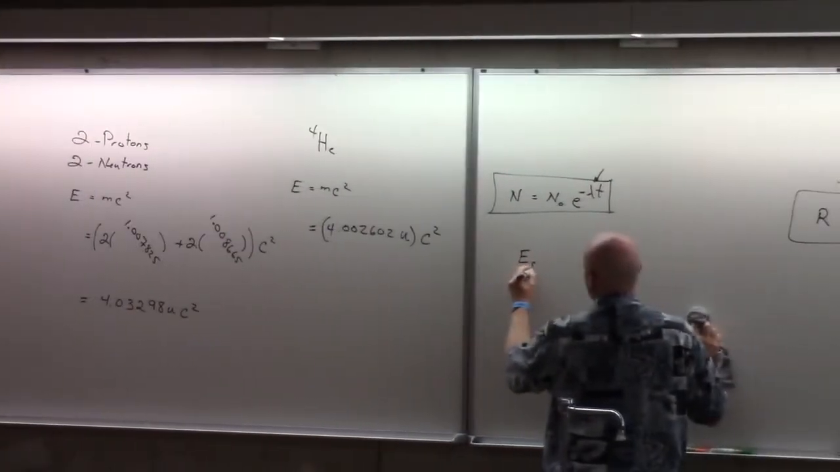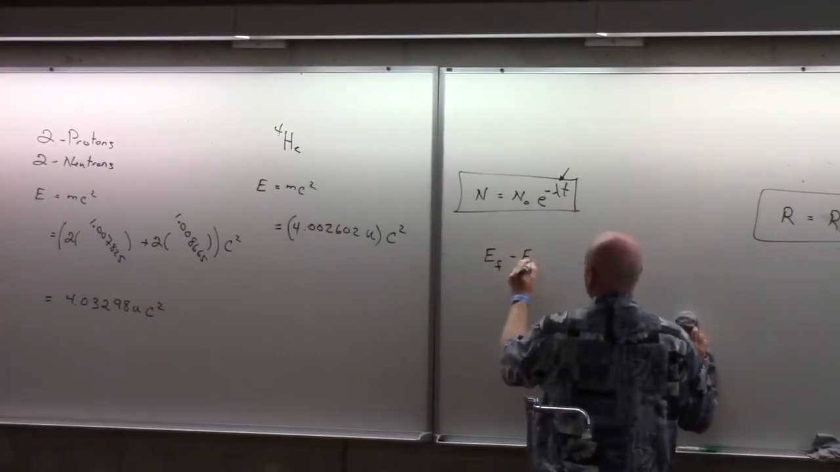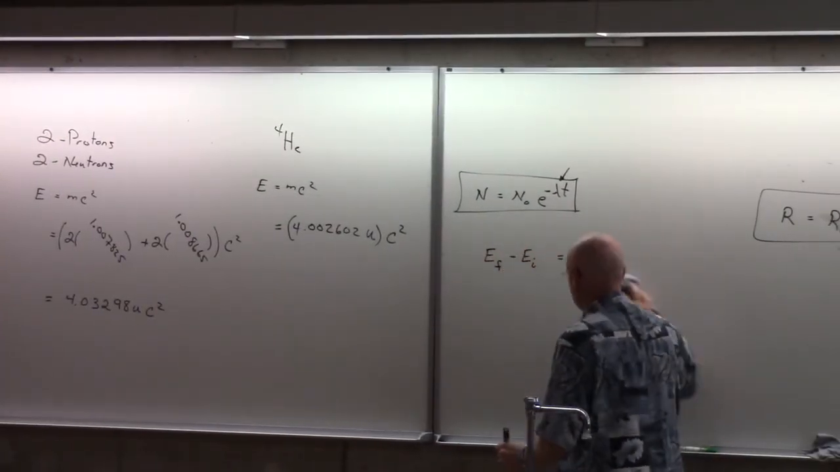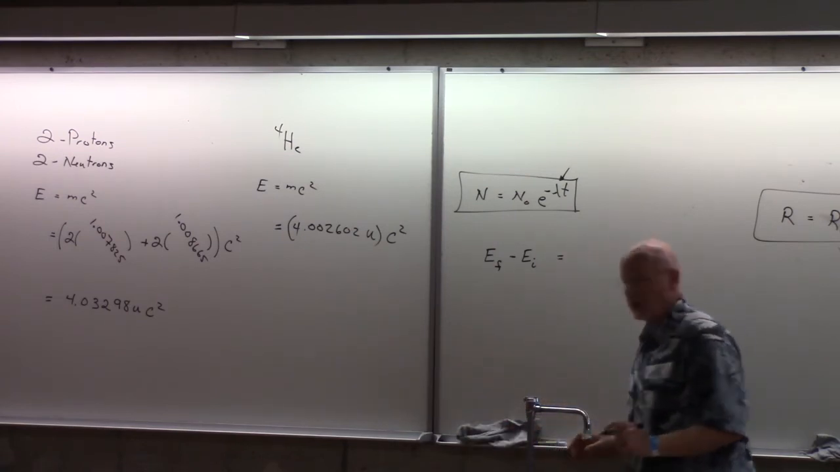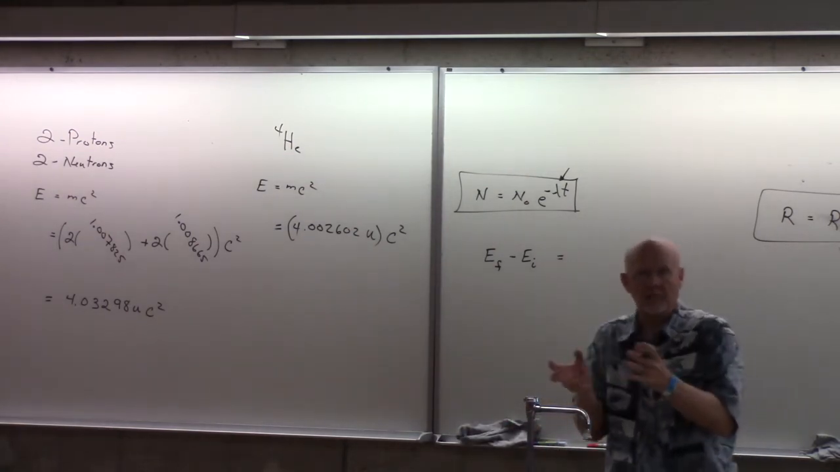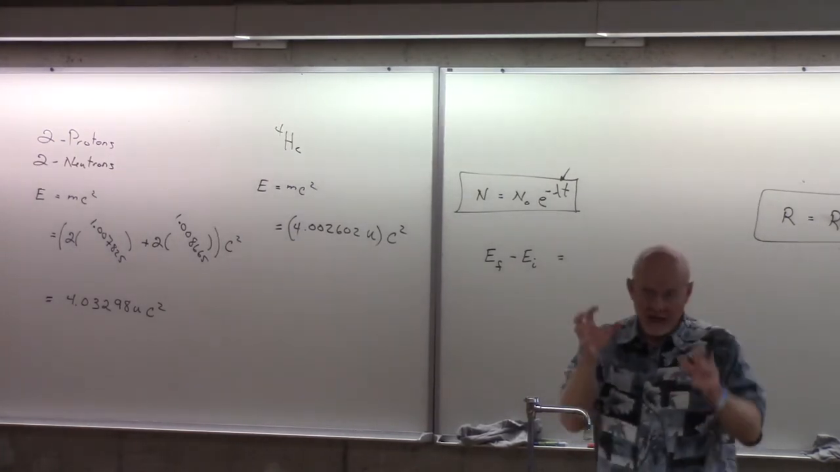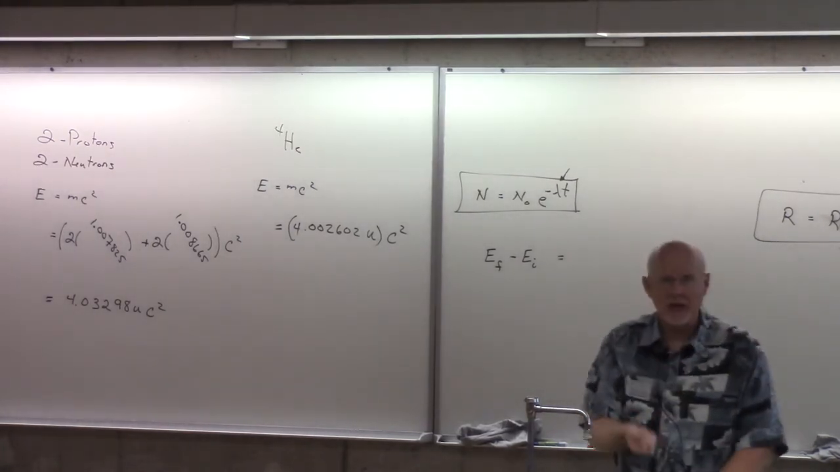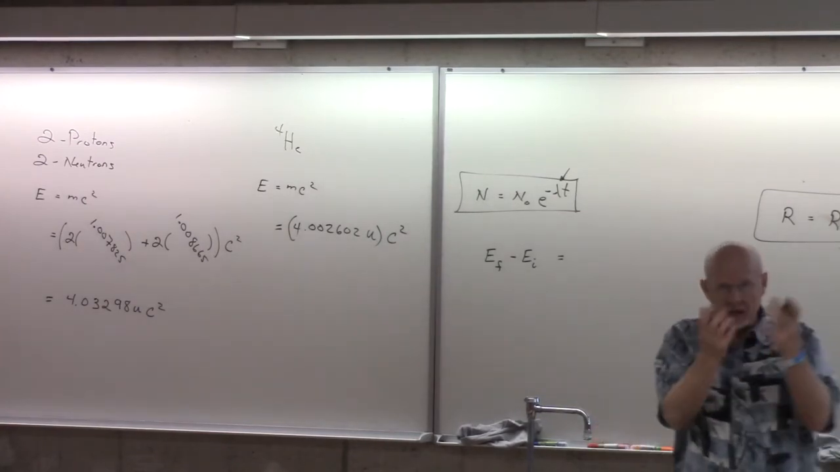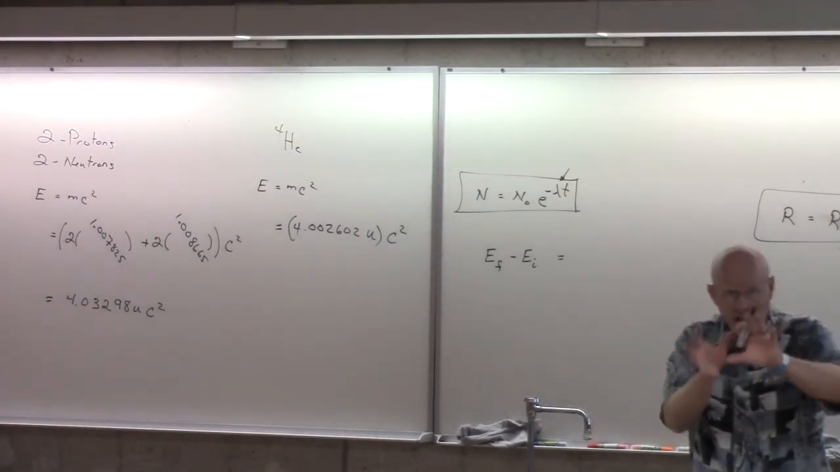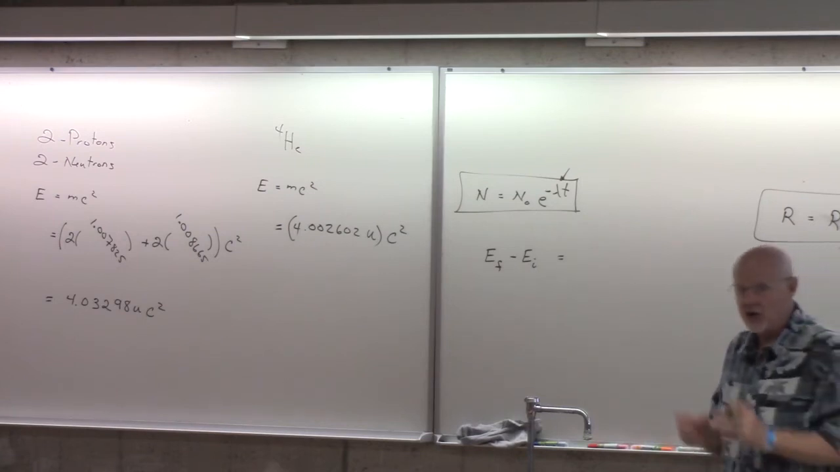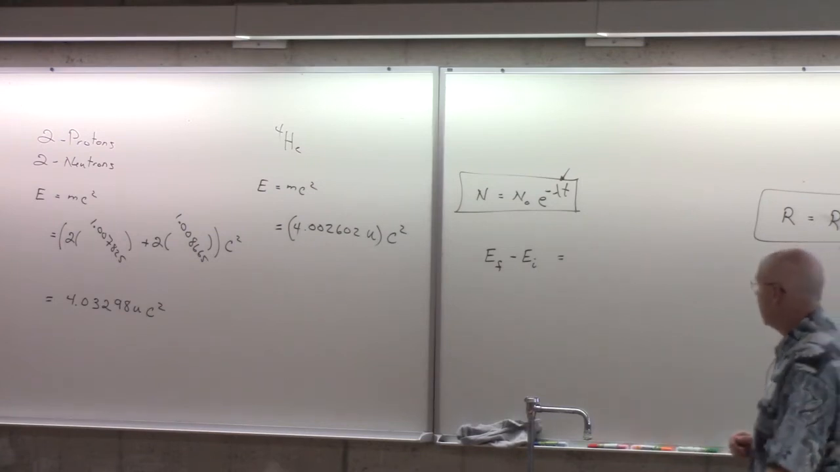Energy final minus energy initial. And so I'm saying, okay, what is the energy of my particles? And hopefully this is a negative number, right? Hopefully as they fuse together, they have less energy because they're going to release that. This is the whole idea of nuclear fusion. I can release that energy. The atom itself has less.